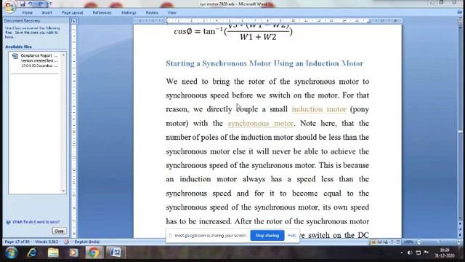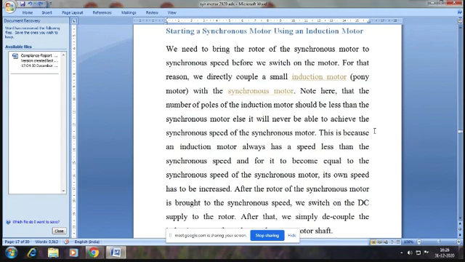Yes, sir. Okay. Note here that the number of poles of the induction motor should be less than that of the synchronous motor. That is an important requirement you have to fulfill here. When we choose an induction motor for the purpose of starting, the number of poles in that induction motor should be less. Otherwise, it will never be able to achieve the synchronous speed of the synchronous motor.